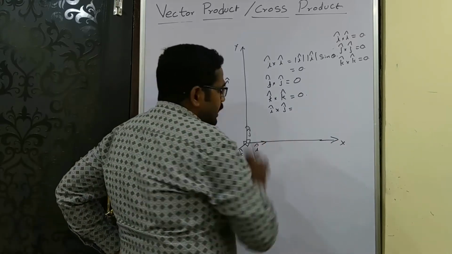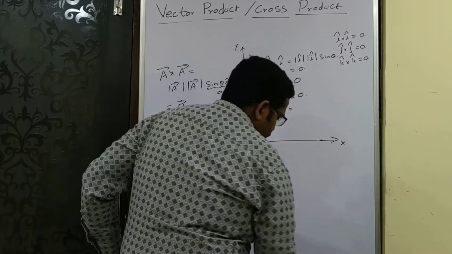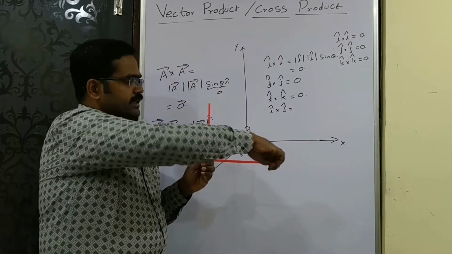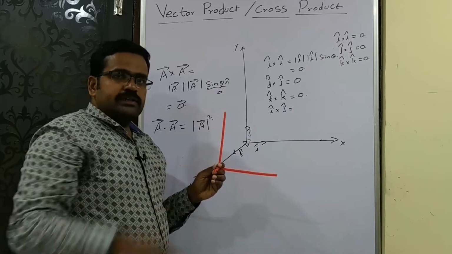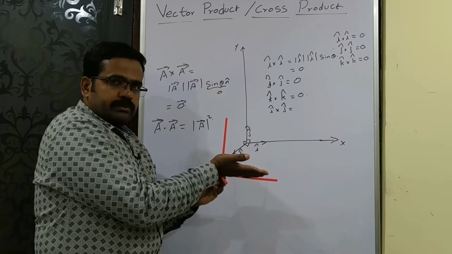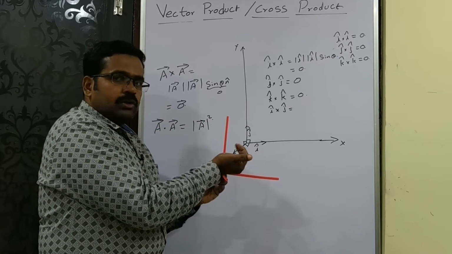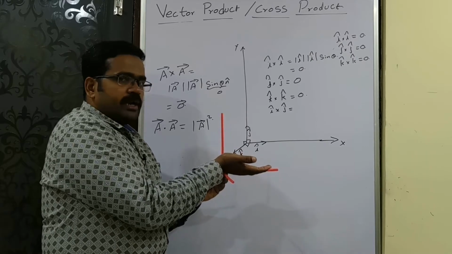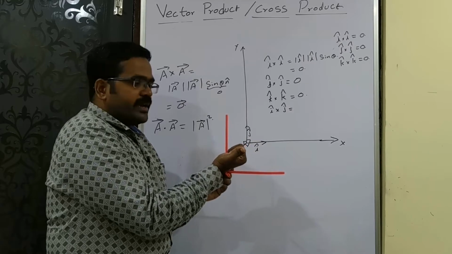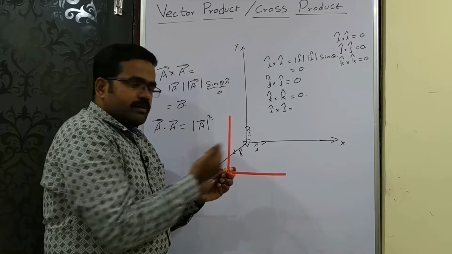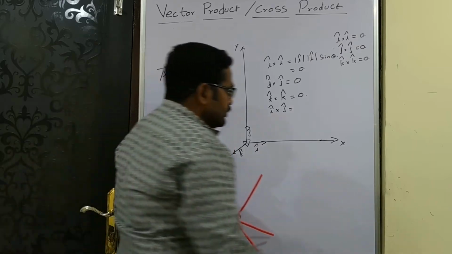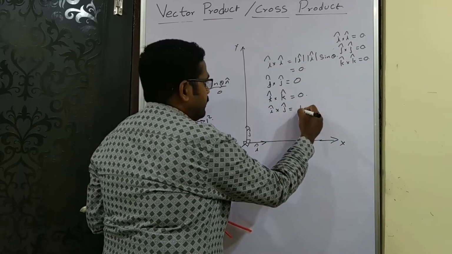Now how much is I cap into j cap? So let me again go with these three vectors as unit vectors. This is x axis, this is y axis and this is z axis. So how much is I cap into j cap? Let me place my palm here and then rotate or close it. I am closing from I cap towards j cap. So which is the direction of my thumb? Direction of my thumb is along z axis, which is the unit vector along z axis, k cap.